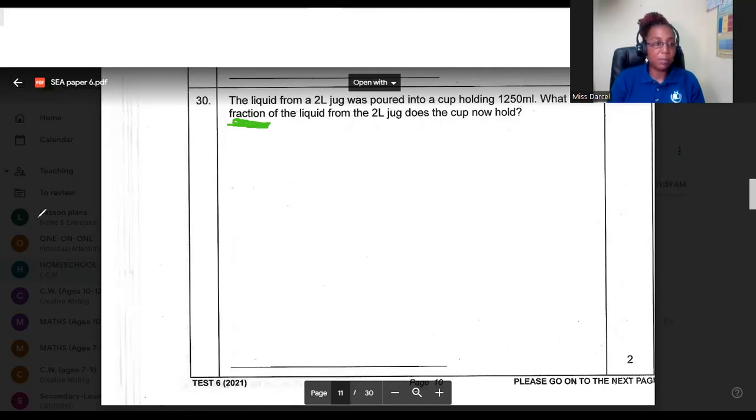So let's do a little visual aid here to help us get an idea. So a 2-liter jug, the liquid was poured into a cup.